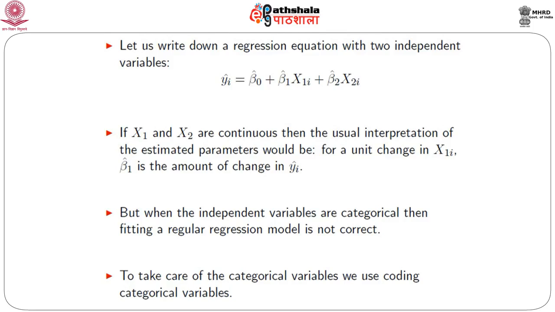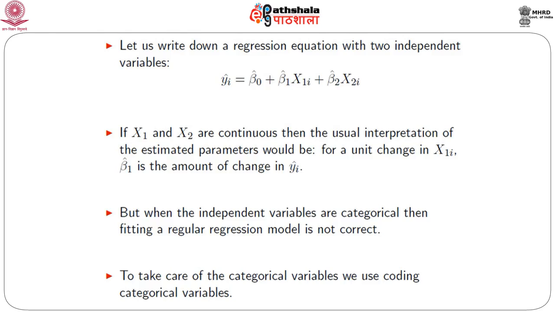Now, if x1 and x2 are continuous, then the usual interpretation of the estimated parameters would be: for a unit change in x1, beta 1 hat is the amount of change in y hat, keeping x2 fixed, and vice versa for x2. But when the independent variables are categorical, then fitting a regular regression model would not be correct. So, to take care of the situation where categorical variables act as predictors, we use coding of categorical variables so that these coded variables can be used as predictors in the regression model.